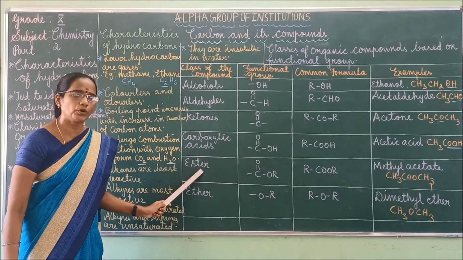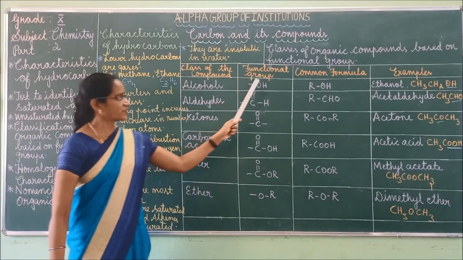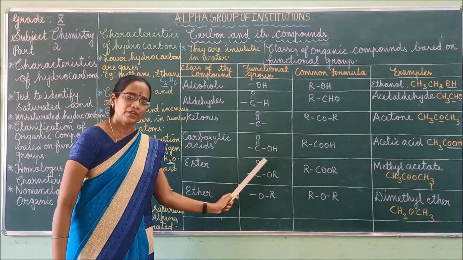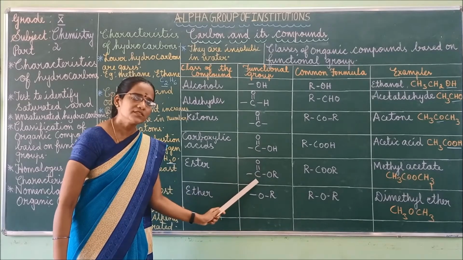Next one is ester. The name of the compound is ester. Its functional group is COOR. What is the functional group of ester? COOR.